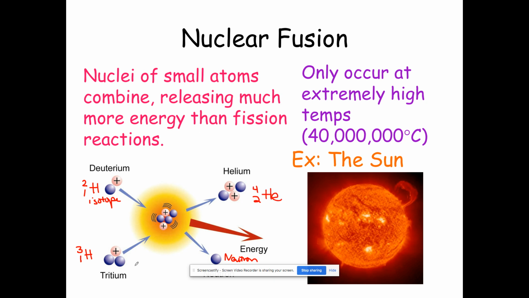So we're fusing these two together to form this, and lots of energy is being given off. We can achieve this on Earth, but you've got to have tons and tons of energy. It's going to be at very high temperatures. This happens naturally on the surface of the sun. If you are in the Regents class, this is where we're done.